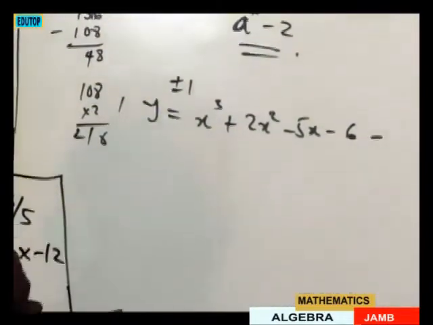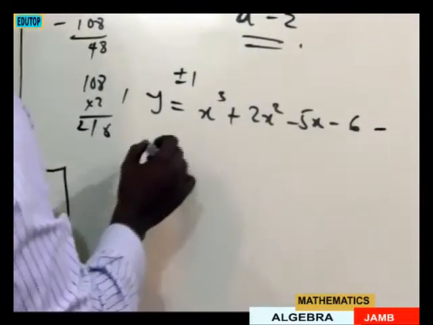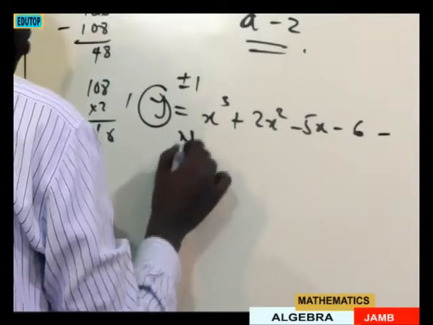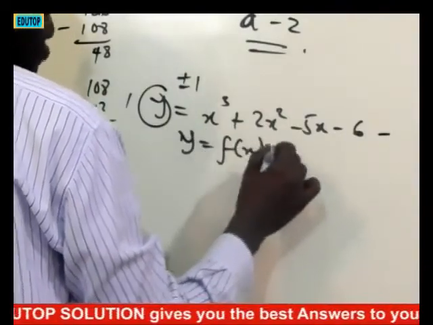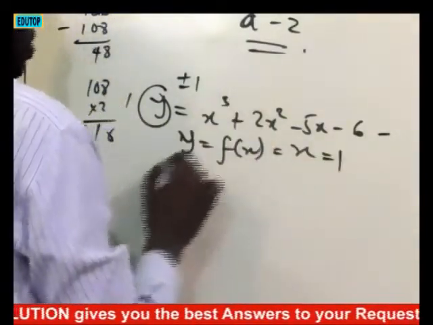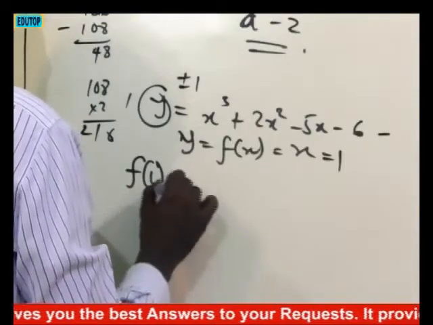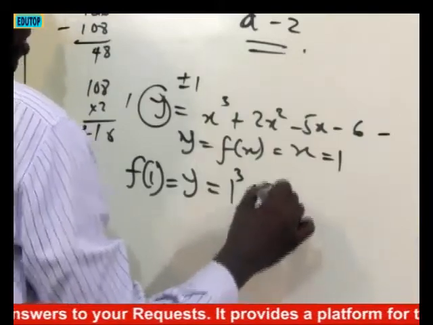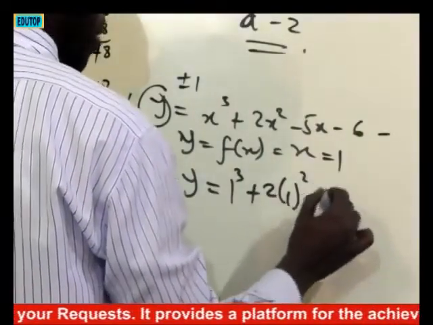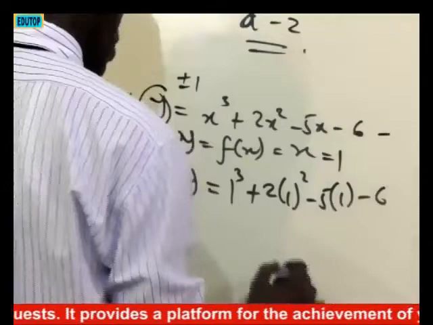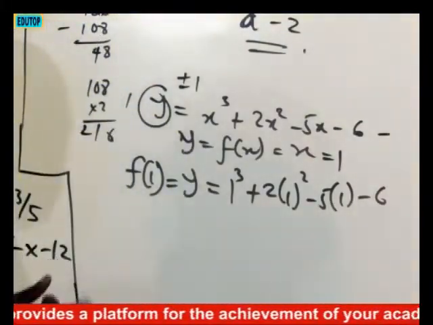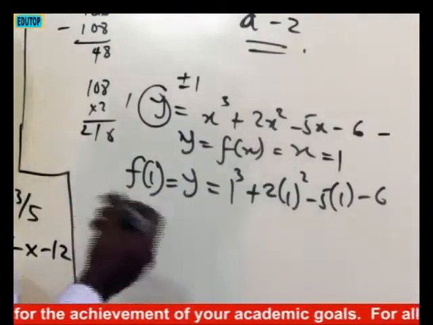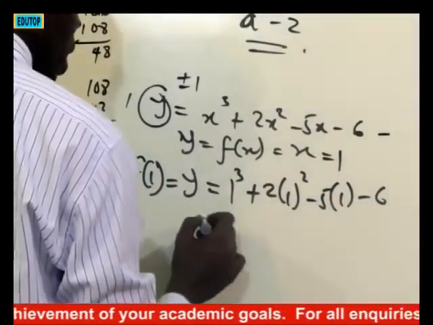So in this situation now, when x equals 1, y is a function of x. So when our x is now 1, what happens to this? Function of 1, which is your y, becomes what? 1 cubed plus 2 into 1 squared minus 5 into 1 minus 6. So this one will need to work. This is 3. It will not work. So 1 can never be. What about, let's try minus 1.